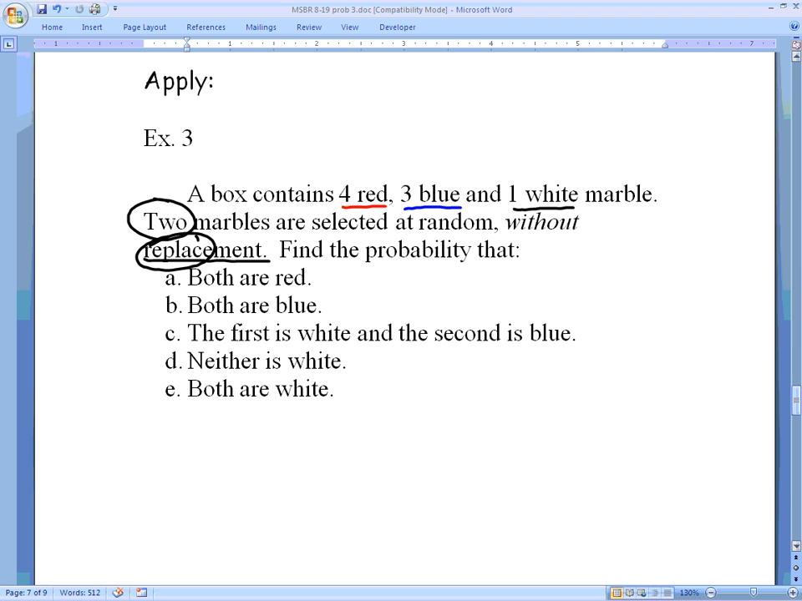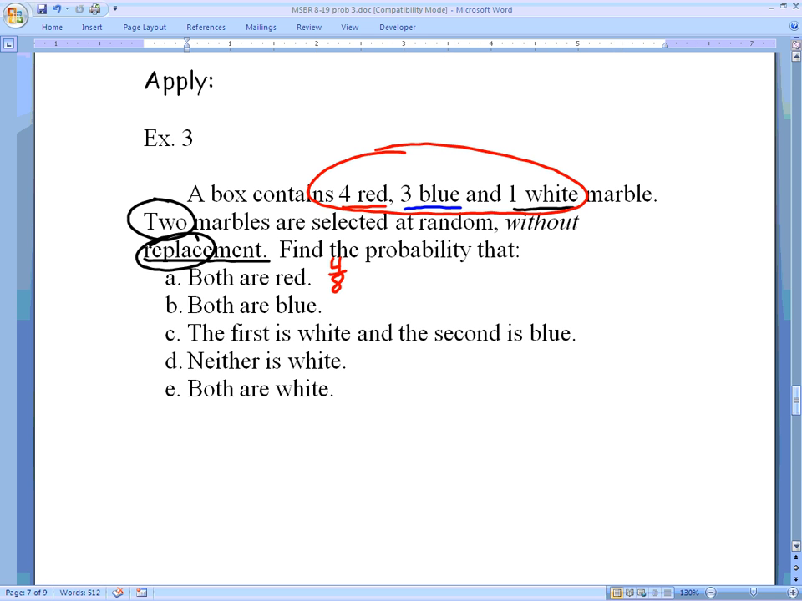So first we're going to start with the idea that both of them are red. Well, we have to find our total. So we're going to add all these up. 4 plus 3 plus 1 gives us 8. And so to start with, there were 4 red marbles. That's our desired outcome out of a total of 8.